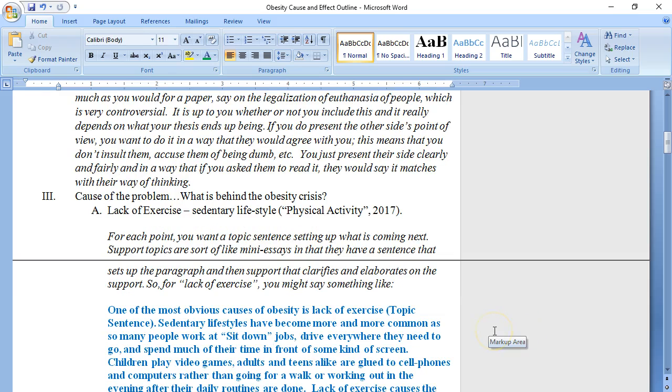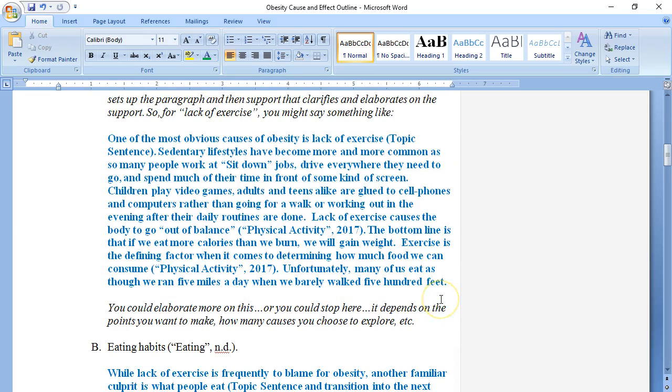So for each of the points that you have, you want a topic sentence that sets up what's coming next. Support topics are sort of like mini essays, if you want to think about them that way, and they have a sentence that sets up the paragraph and then support for that topic sentence that clarifies and elaborates on it, and that's the support. So for lack of exercise, you might say something like this. One of the most obvious causes of obesity is lack of exercise. That would be your topic sentence because it's setting the stage for what's to come.